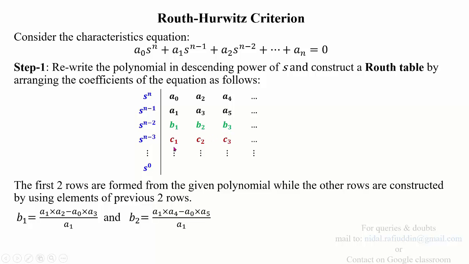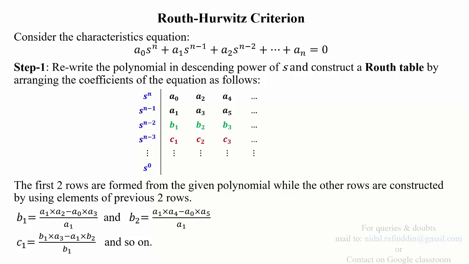Likewise, for evaluating c1, you will be using the previous two rows corresponding to s to the power n minus 1 and s to the power n minus 2, and here you will be using coefficient b1 multiplied by a3 minus a1 multiplied by b2, divided by b1. This is very similar to what you did when you evaluated coefficients b. The same formula applies for finding the coefficient c, and so on.